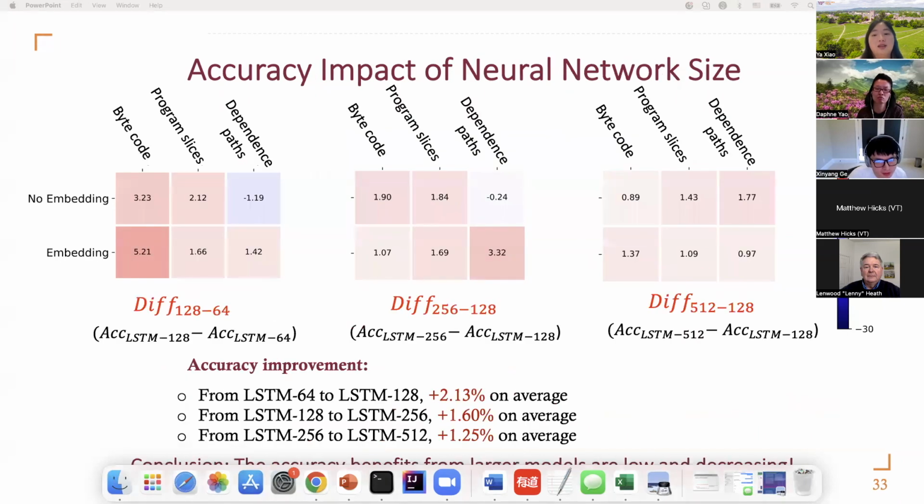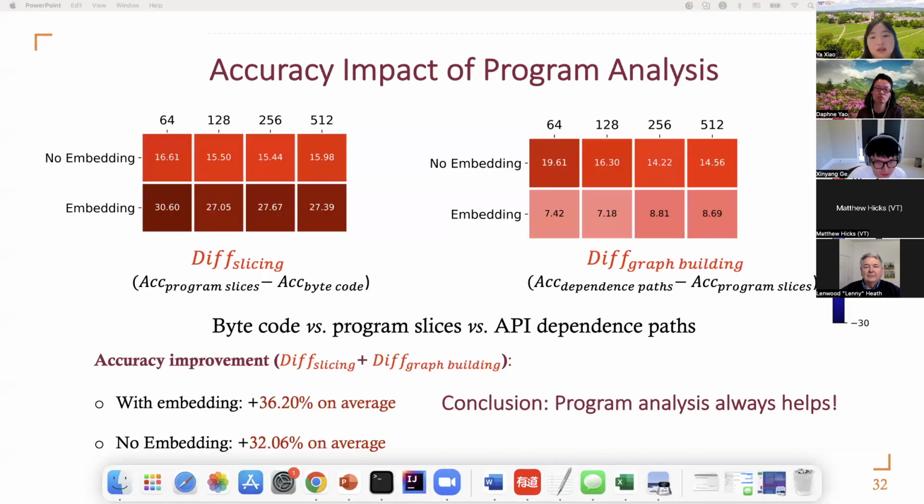Okay, and the API dependency will be a subset of the program slices because it only includes API calls in the statements. Yes, and one more difference is that they directly connect which API depends on which API. Okay.